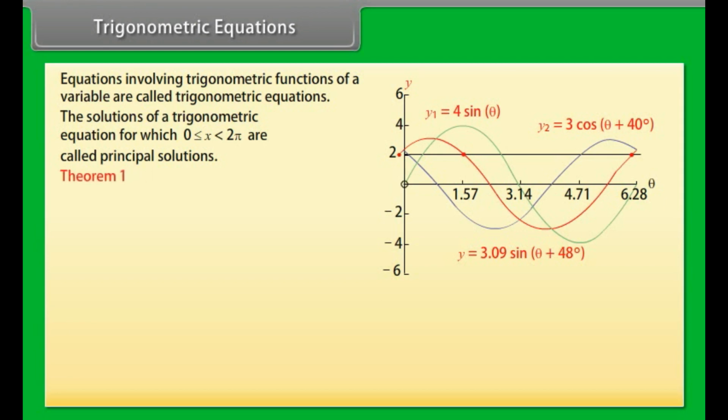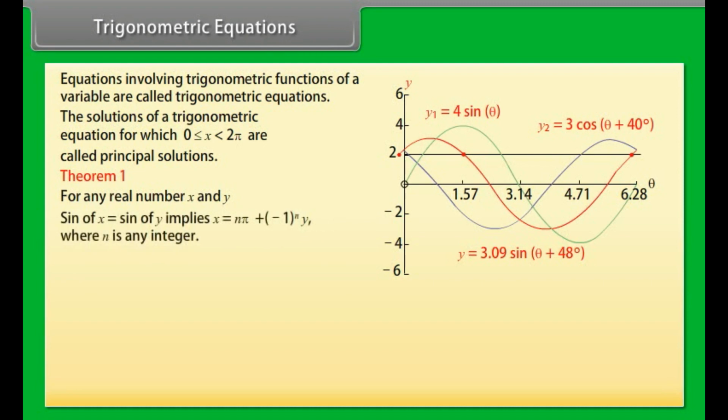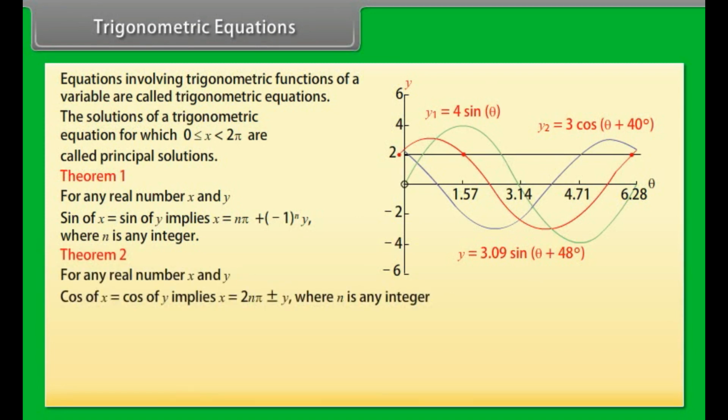Theorem 1. For any real numbers x and y, sine of x is equal to sine of y implies x is equal to n pi plus (minus 1) raised to the power n into y, where n is any integer. Theorem 2. For any real numbers x and y, cos of x is equal to cos of y implies x is equal to 2n pi plus or minus y, where n is any integer.